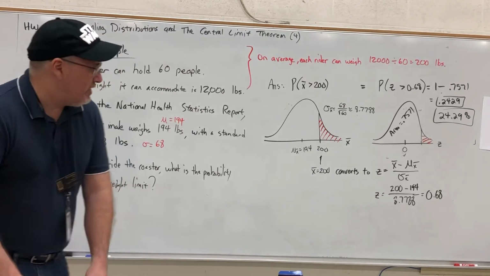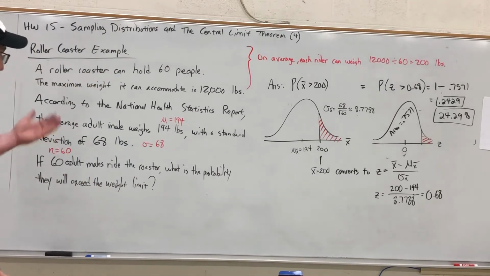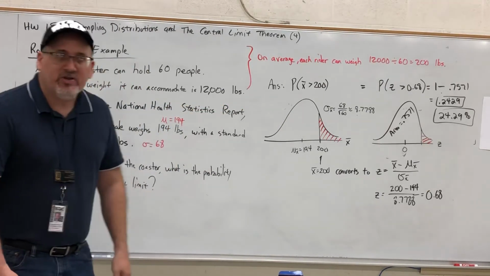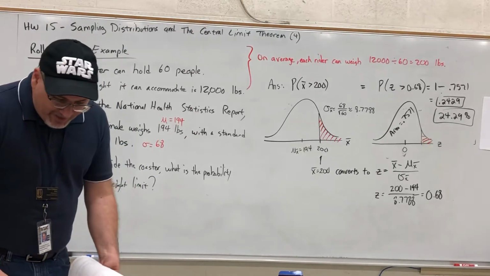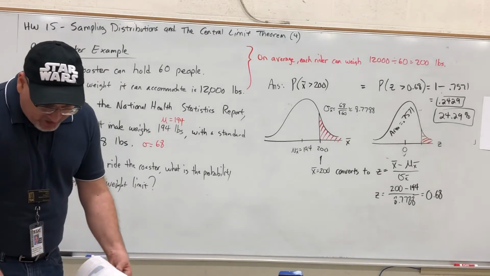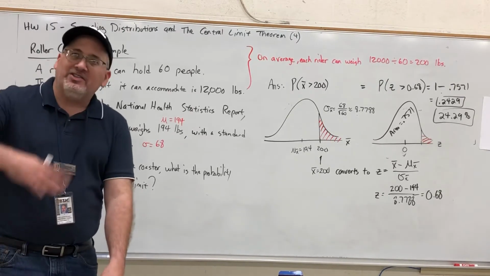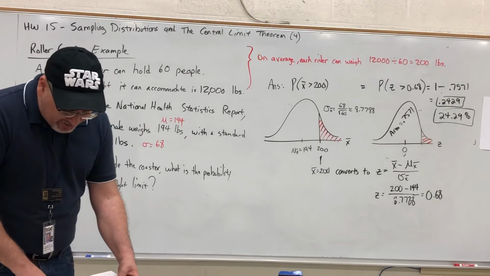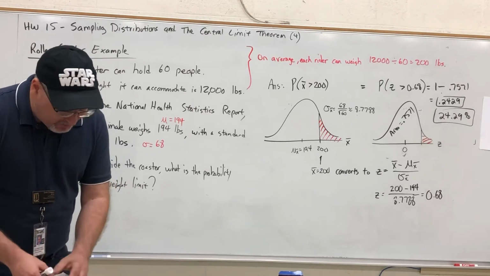That's a little disturbing. What that's implying is under these conditions, if 60 adult males rode this roller coaster, there's about a 25% chance, a little less than 25% chance that it's going to exceed the weight limit. Now, does that mean the thing's going to come crashing down? Probably not, because when they set those weight limits, they actually set them much lower than what the roller coaster could actually tolerate in case something like this happens. So this is just me talking.